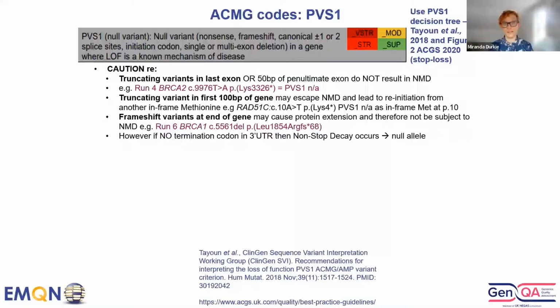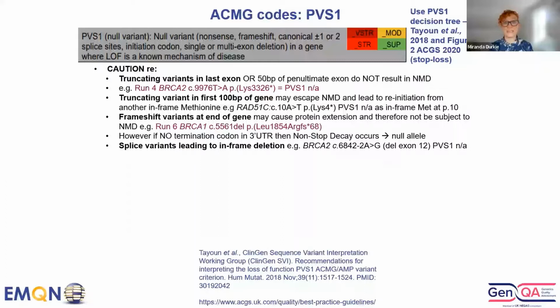So next, moving on to some splicing variants. And splicing variants can be very hard to predict. You can get variants that lead to an in-frame deletion. For example, this BRCA2 -2 A to G variant causes a deletion of exon 12. That's an in-frame deletion, but more importantly, we know that that exon is functionally redundant in BRCA2 and therefore is not required for normal protein function, and therefore PBS1 would not be applicable in that case.